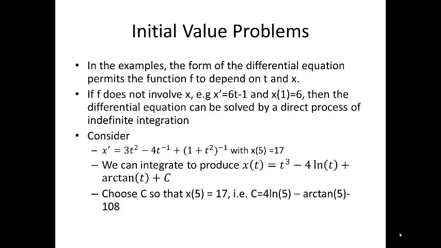So consider x prime is equal to 3t squared minus 4t to the minus 1 plus 1 plus t squared to the minus 1, with x(5) is equal to 17. Well, that's fairly easy to integrate. We can see that that's t cubed minus 4 natural log of t plus arctangent of t plus some constant c. We choose c so that x(5) is equal to 17, and basically we find c is equal to 4 times natural log of 5 minus arctangent of 5 minus 108, which I'm certain is a fairly interesting value for c, but that gives us a precise solution to that differential equation.